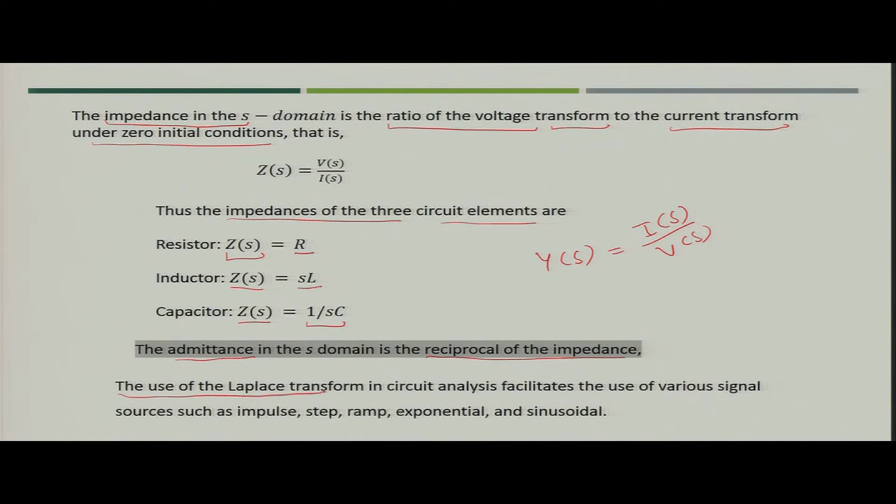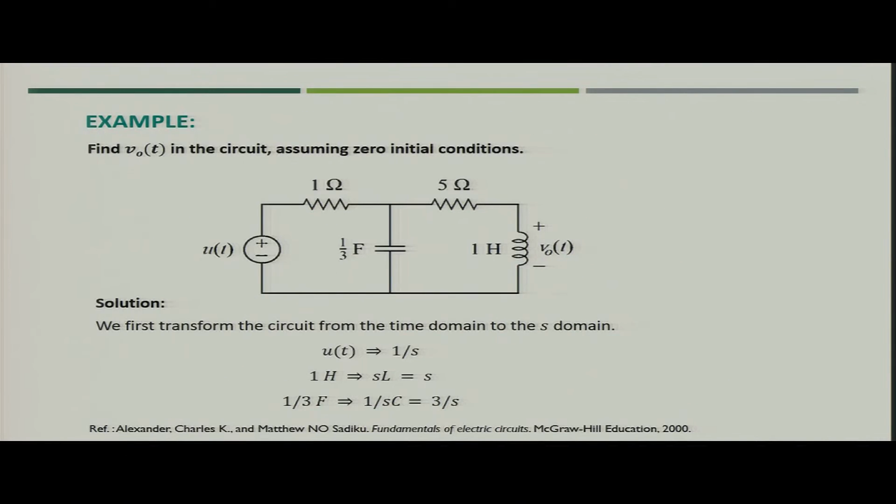Now, the use of Laplace transform in circuit analysis will facilitate the use of various signal sources. So, impulse response, step response, ramp and exponential source response can be utilized for analyzing the circuit. Now let us take some examples so that we can understand how we will utilize the circuit elements and their Laplace transform in the overall circuit analysis.